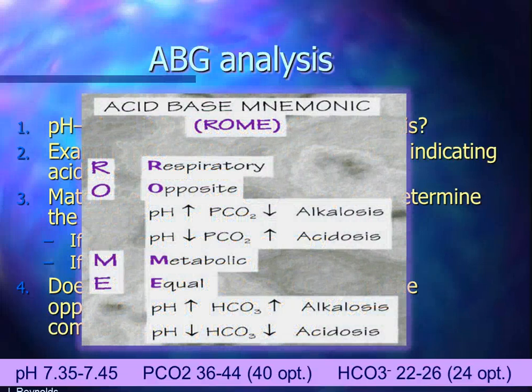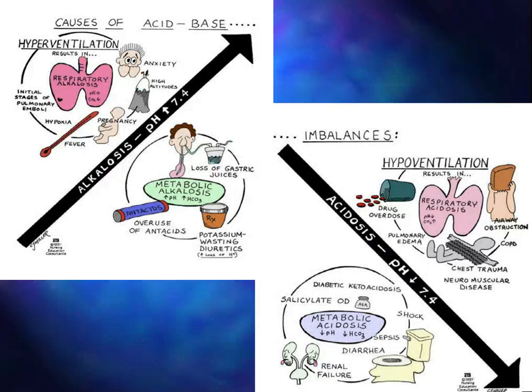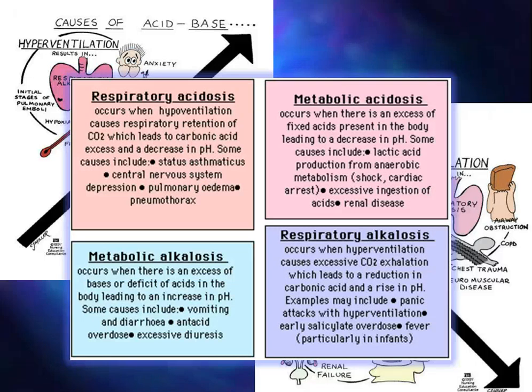And I'll go over a mnemonic device that helps you to figure out whether somebody is in acidosis or alkalosis, and if it's compensated or not. Here again is another mnemonic that I found showing causes of alkalosis and causes of acidosis. You can stop this if you like and go over it. Here's, I think this is out of your book, I'm not sure. I steal a lot of pictures that I like. So definitions and causes. And again, feel free to stop this.